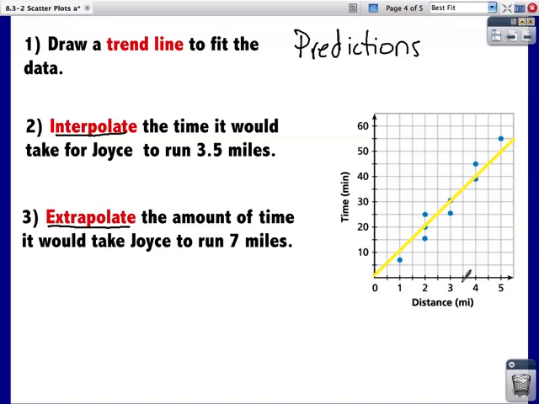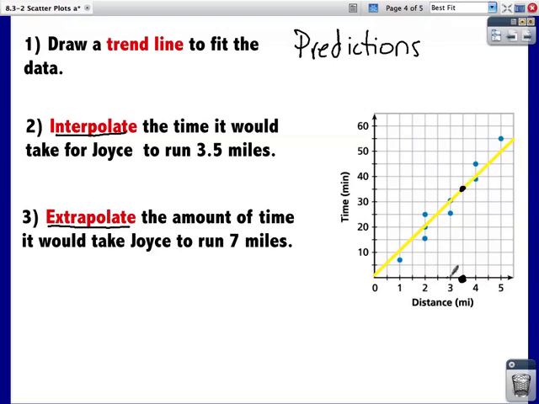So you see 3.5 right here on the miles. That's between a 3 and a 4. We have data at mile 3. We have data at mile 4, but we have no data here at mile 3.5. So we are interpolating this. We're finding information in between two given points on the graph. So that's why it's an inter prefix instead of an extra prefix.